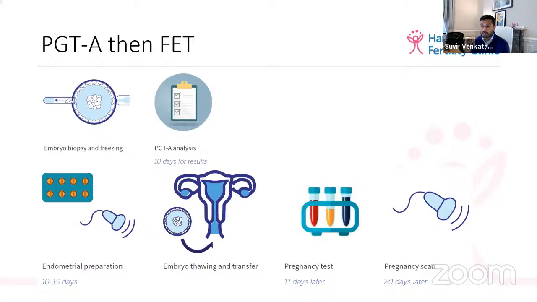Once the results are back, we prepare you for the embryo transfer. In due course, we thaw out the frozen embryo that we're going to use, and we transfer it, and then we confirm the pregnancy with a pregnancy test and a pregnancy scan. But how do we pick which embryo to transfer? At this point, I'm going to hand you over to Sam, who's going to talk you through embryo culture and assessment. Thanks, Sam.